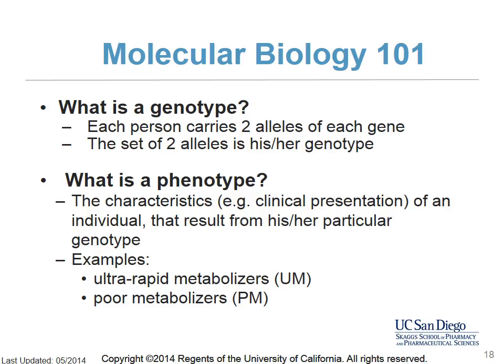Now we will consider the terms genotype and phenotype. Each person carries 2 alleles of each gene. The set of 2 alleles is his or her genotype. A phenotype is the set of characteristics, for example, clinical presentation, of an individual that result from his or her particular genotype. As an example, variations in the cytochrome P450 genes may result in the contrasting phenotypes of ultra-rapid metabolizers and poor metabolizers of particular drugs.